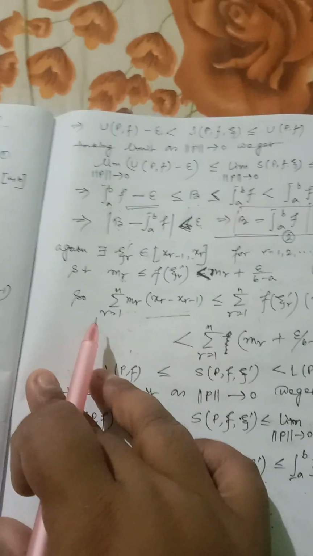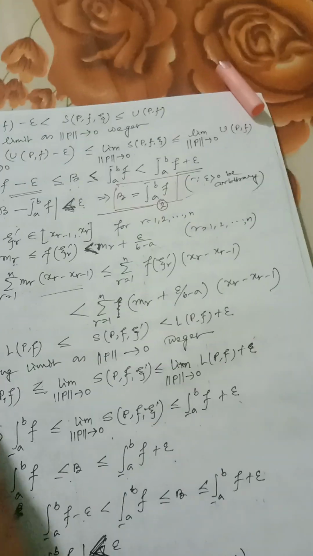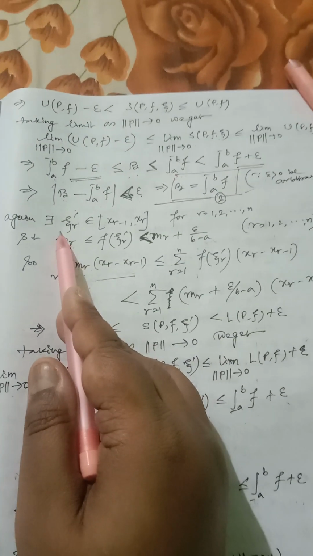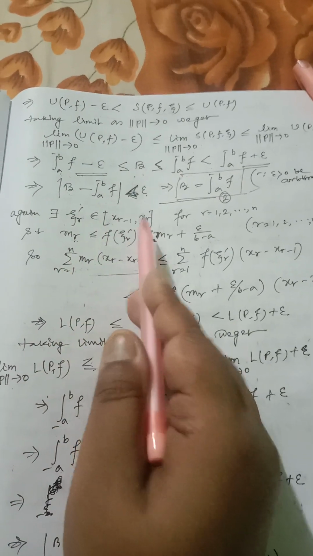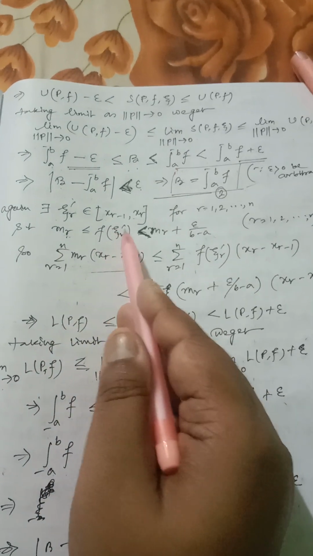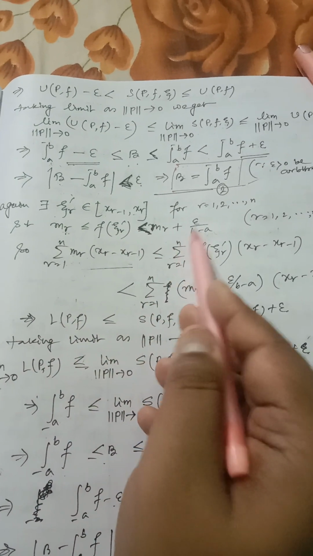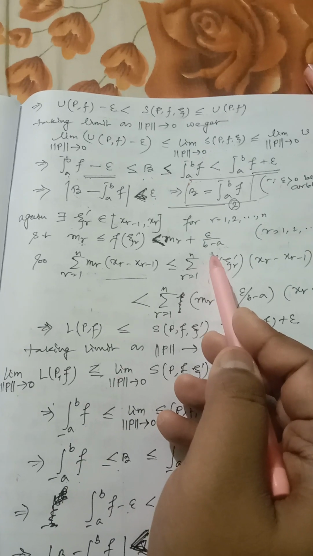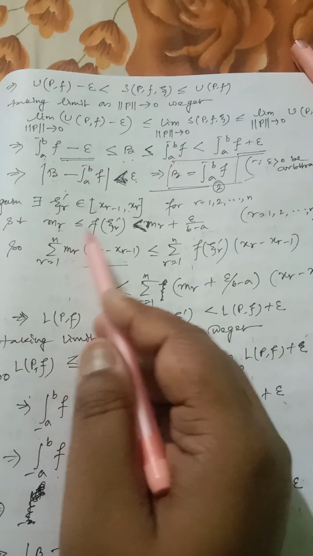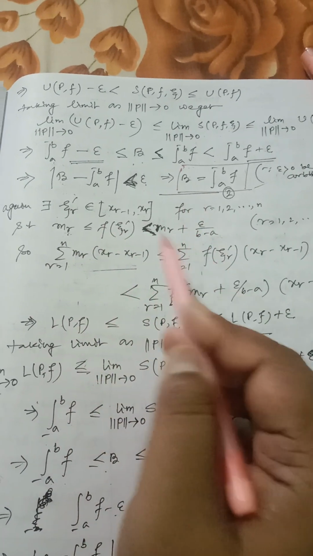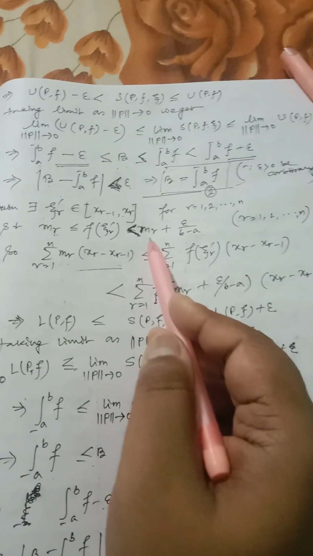Now we have to do the same thing in terms of small mr. That means let us choose another point xi r dash taken from ir. Now small mr less than or equal to f of xi r dash less than mr plus epsilon by b minus a. I hope you can remember in the previous case I had taken capital Mr minus epsilon by b minus a. Now I am choosing a quantity which is larger than small mr.